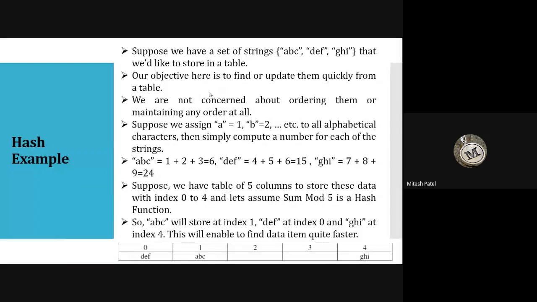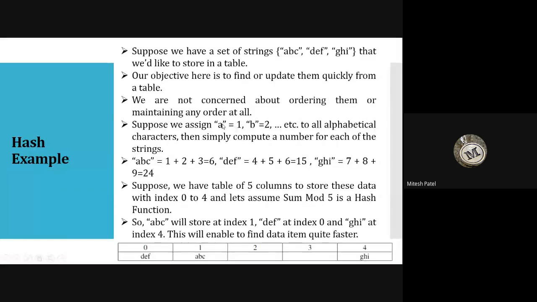We also have to update. So we are not concerned about ordering them or maintaining any order at all. We want to find or update that quickly. Now suppose we assign A equals 1 and B equals 2, and so on in alphabetical order. Then simply we can compute a number for each string.